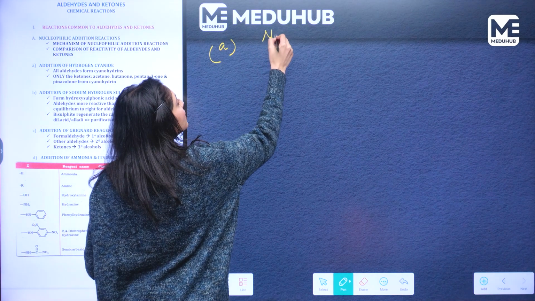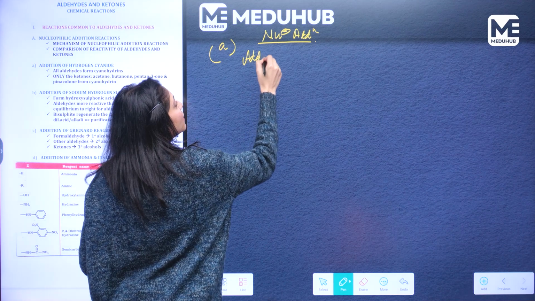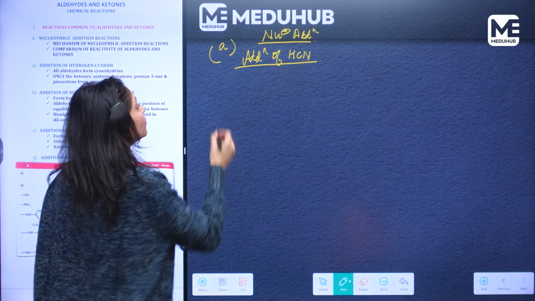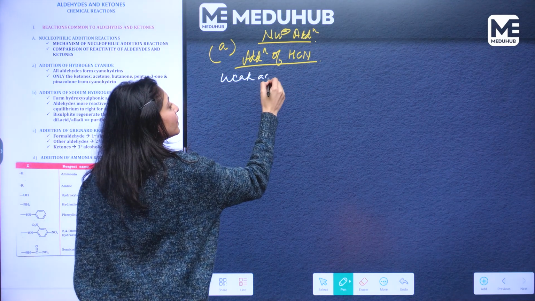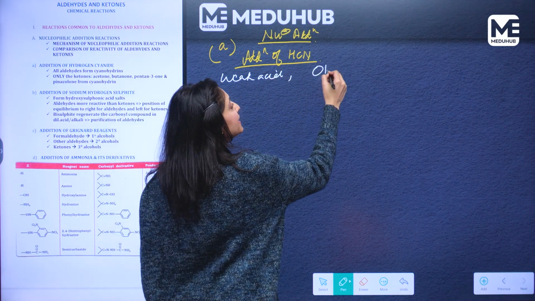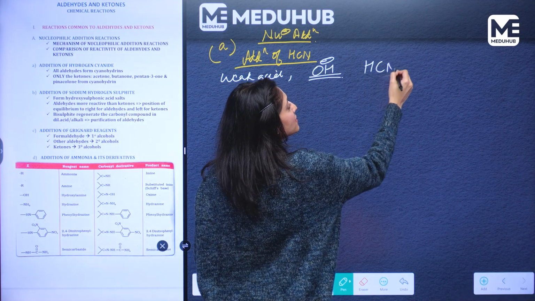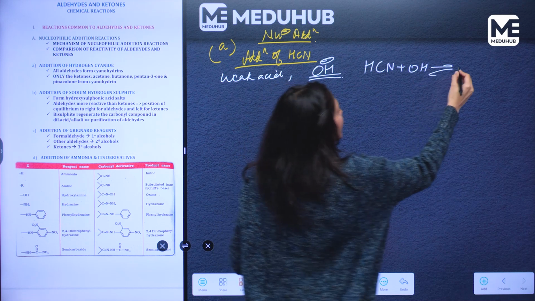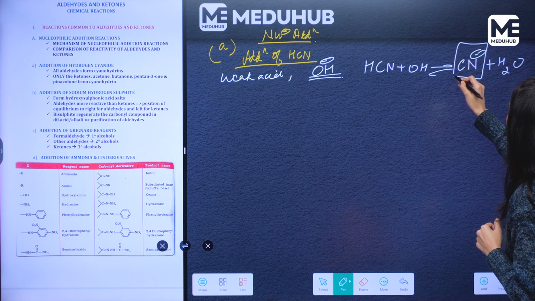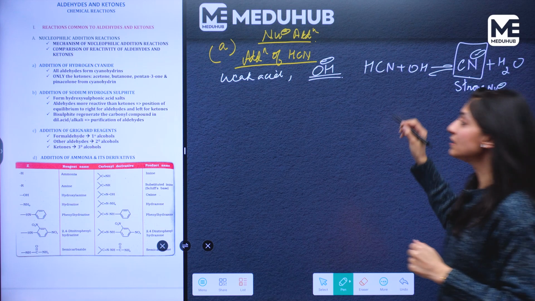So under nucleophilic addition, the first reaction is addition of HCN. Now hydrogen cyanide is a weak acid and it ionizes partially. So to produce cyanide ions, we need a basic medium. Hence this reaction is catalyzed by a base. Because of the presence of this base, we get CN minus plus H2O. Now these cyanide ions are strongly nucleophilic. This now attacks the carbonyl carbon.